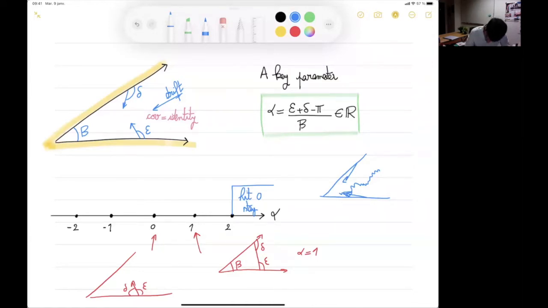We can continue and say that for alpha between 0 and 2, now it's a bit better. With probability 1, we will hit the vertex, so for sure. But now it will be possible to exit.